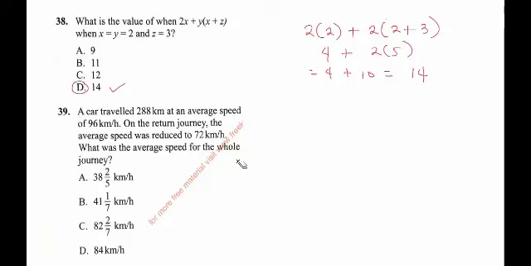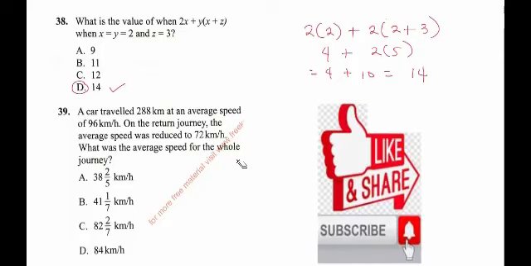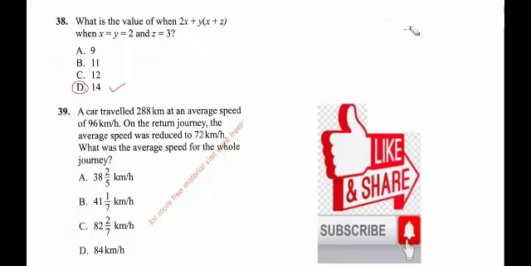Now, question 39 says, a car traveled 288 km at an average speed of 96 km per hour. On the return journey, the average speed was reduced to 72 km per hour. What was the average speed for the whole journey? Okay, so in order to solve this question now, I want you to understand first of all that speed is giving us distance divided by time. So this is the first thing you need to establish.